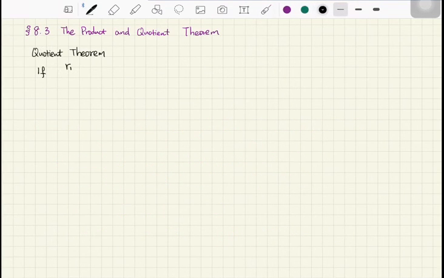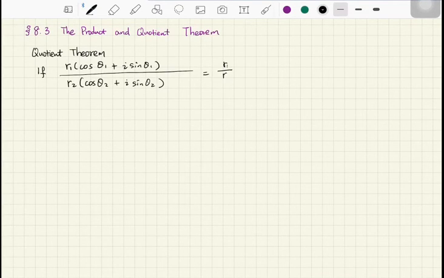When we try to do division, if I have two complex numbers, r1 cosine of theta 1 plus i sine of theta 1 divided by r2 cosine of theta 2 plus i sine of theta 2, I can have the formula, that is going to be r1 over r2 multiplied by cosine of theta 1 minus theta 2 plus i sine of theta 1 minus theta 2.